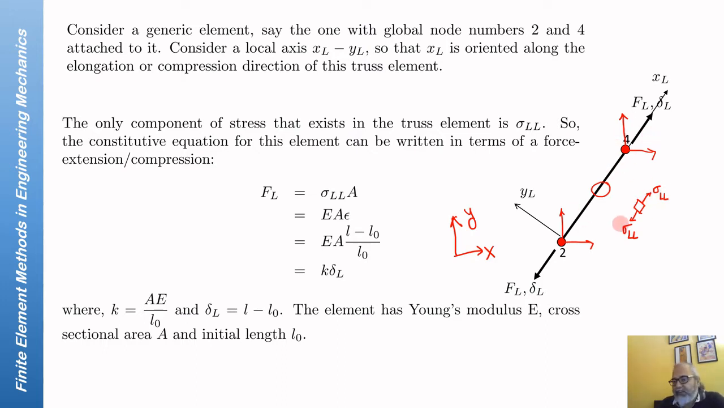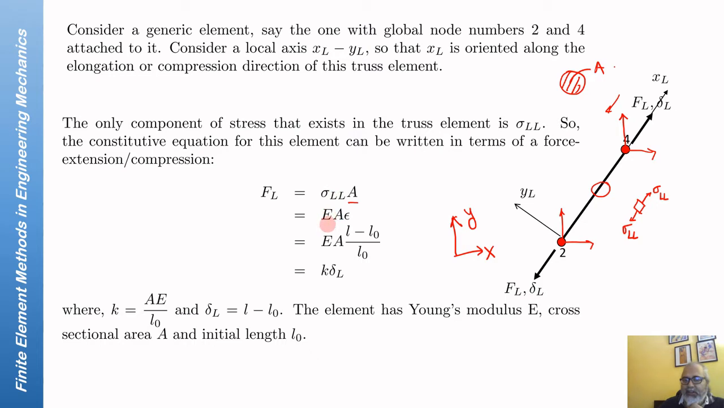So given that sigma LL is the only component of stress and all other components of stress are 0, then the force FL that you have applied and delta L, which is the displacement of node 4 and node 2, the force can be written as sigma LL times the area of the element. So if I look from here, let's say this is the cross section and its area is A. So sigma LL times A is the total force, and that has to be equal to FL.